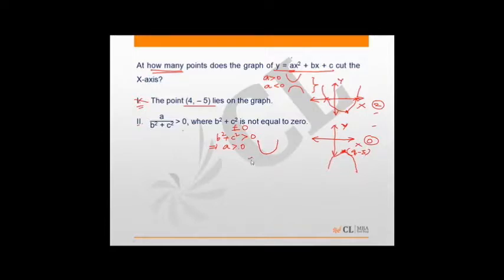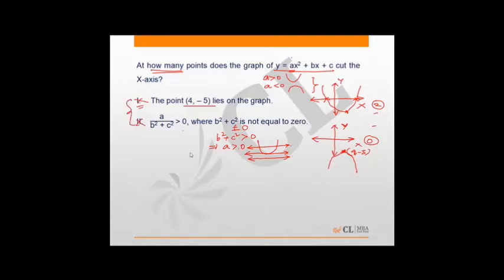But where does the x-axis lie? Below it? Exactly at the minimum? Or at 2 points? So we do not know where the x-axis lies. So we cannot answer using the second statement alone.